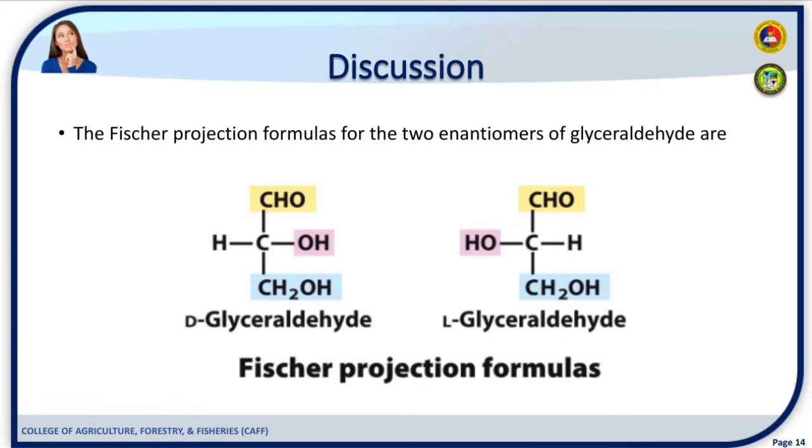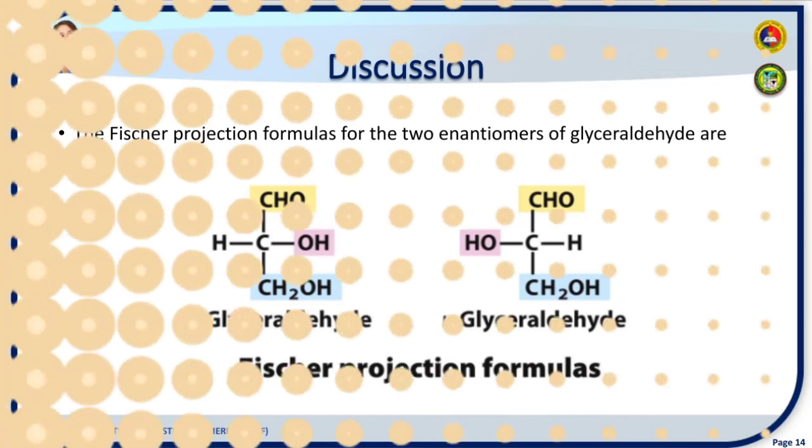Now, let us look at L-glyceraldehyde. The OH group is positioned on the left side, while the hydrogen atom is positioned on the right side. Therefore, this glyceraldehyde is determined either as dextrorotatory or levorotatory based on the position of the OH group that is directly attached to its central carbon atom, which is the chiral center.